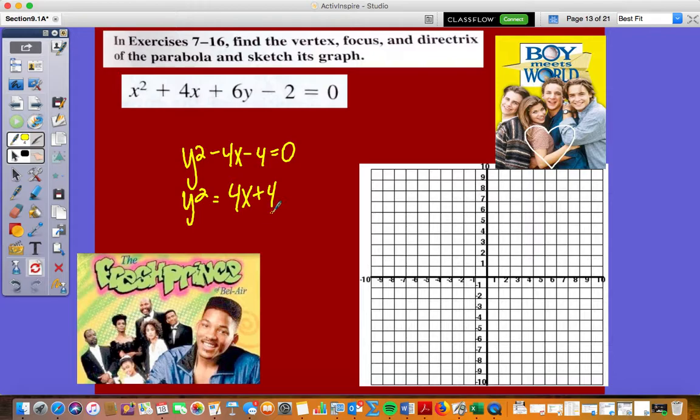So what do I take out of this one? A 4. And what's left over? X plus 1. Okay. And then you could go ahead and do the exact same thing that we just did.